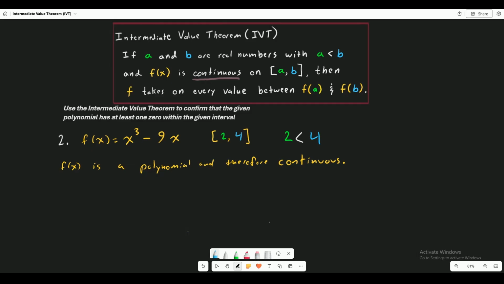All right, here we go. Let's apply the intermediate value theorem. Let's see if there is a root. So first, let's calculate f of a and f of b. So f of a, and here I'll have f of b. Okay. So f of a, which is f of 2, and f of b, which is f of 4. Let's calculate this. So this time it's going to be 2 cubed minus 9 times 2.